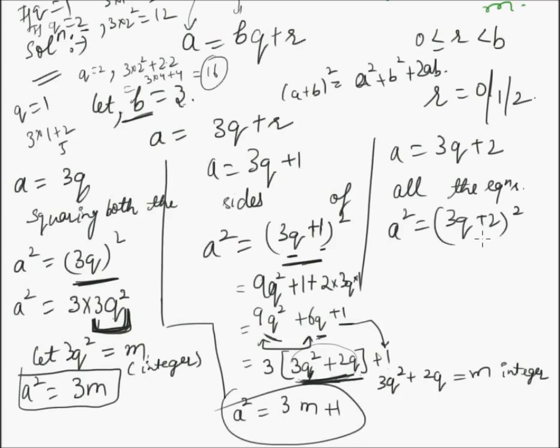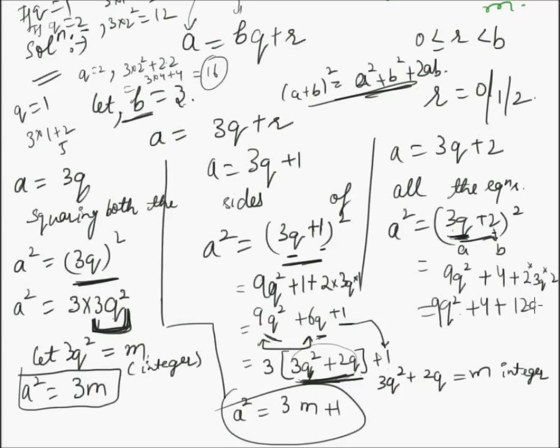Similarly, if we square this term, we will get a square. If we take this value as a and this value as b, then according to this identity, a square, that is 3q whole square, or simply 9q square, plus b square, which is 2 square, which is 4, plus 2 into a into b, which will be 2 into 3q into 2. So we will get 9q square plus 4 plus 12q.